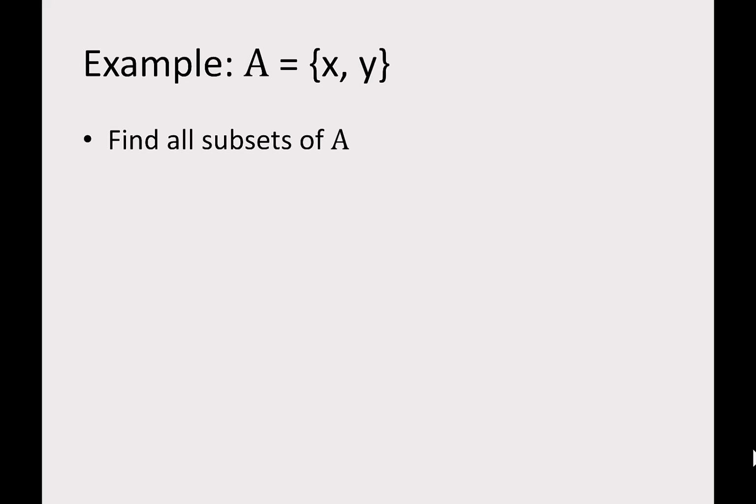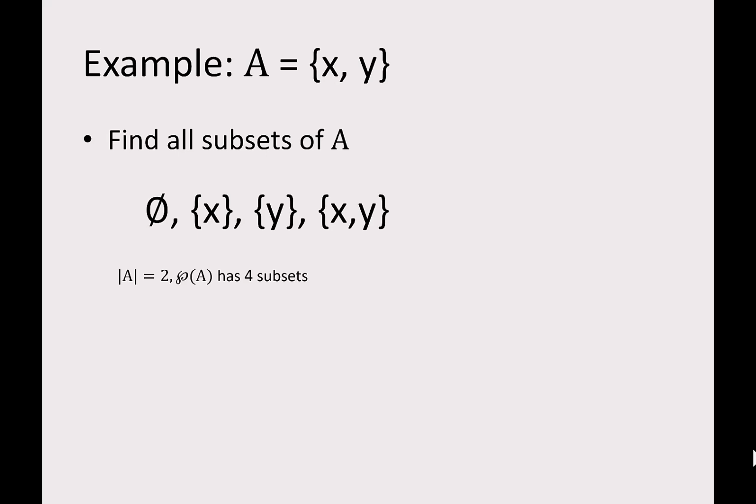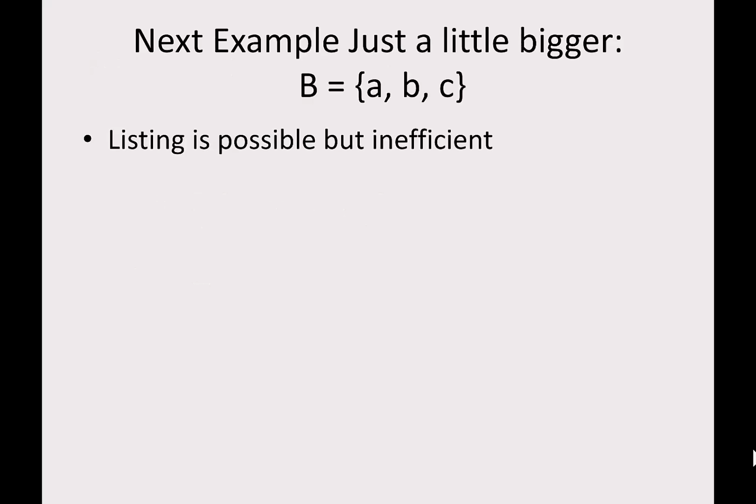Our first example is a set A has two elements X and Y. Let's find all possible subsets of A. We'll start with the empty set because the empty set is a subset of every set. Then we could have just X, just Y, or both X and Y. I want you to notice that we had two elements in our set and we have four elements in our power set.